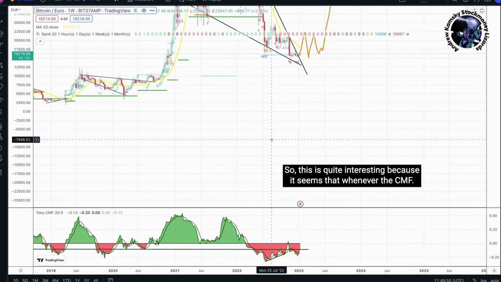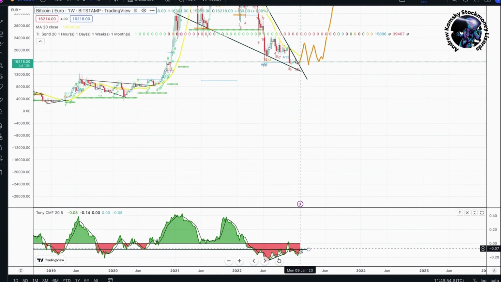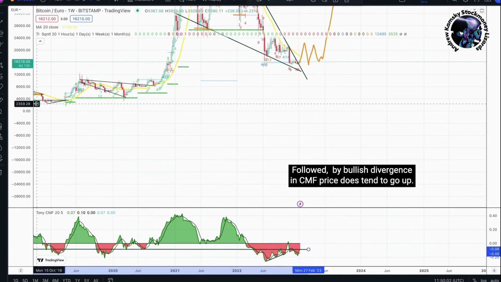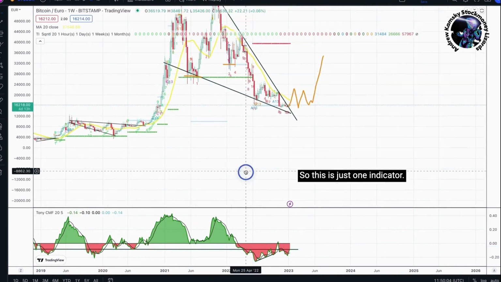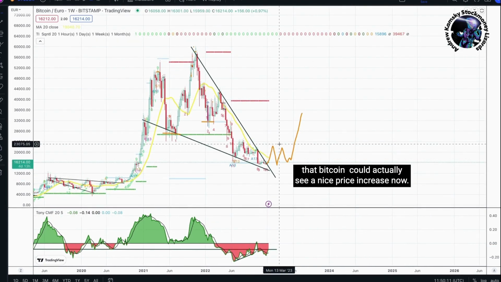So this is quite interesting because it seems that whenever the CMF experiences a level of 0.08 followed by bullish divergence in the CMF, price does tend to go up. So this is just one indicator that is signaling that Bitcoin could actually see a nice price increase.